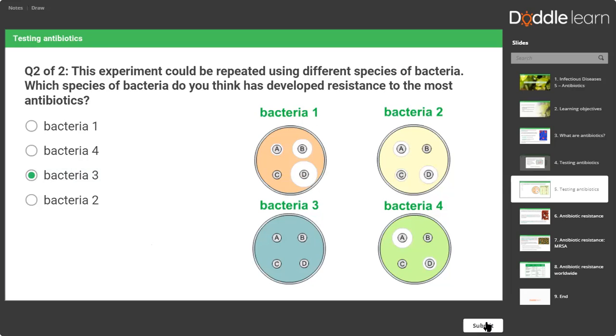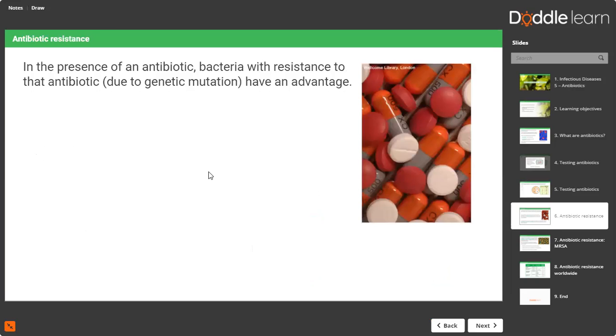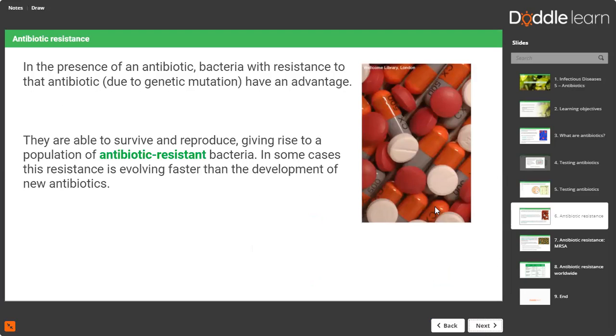So we've mentioned antibiotic resistance, but what actually is it? In the presence of an antibiotic, bacteria with resistance to that antibiotic, due to a genetic mutation in the evolution, have an advantage. They are able to survive and reproduce, giving rise to a population of antibiotic-resistant bacteria. And in some cases, this resistance is evolving faster than the development of new antibiotics.